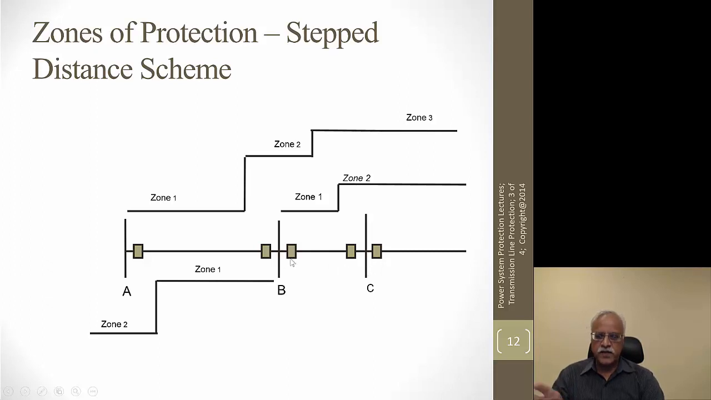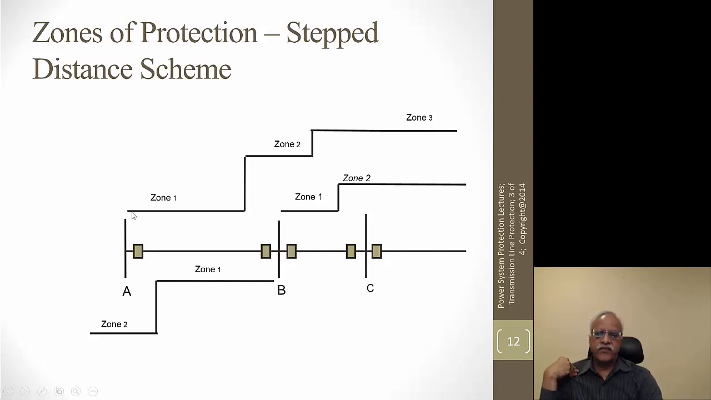BC. This could be a short line, or this could be a long line, or station B might have several lines. In such conditions, zone 2 is set to underreach the zone 1 of the shortest line section of the lines going out of B, and then zone 3 is set to cover 100% of the longest line section of the adjacent line. This is just an introduction of the concept here. Just go through these slides and try to understand what we are trying to do.